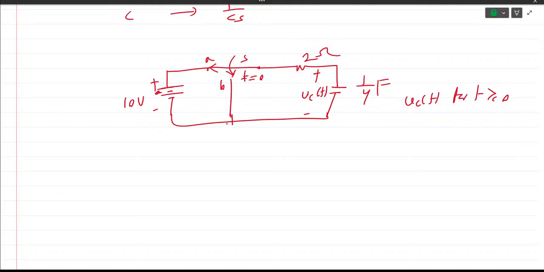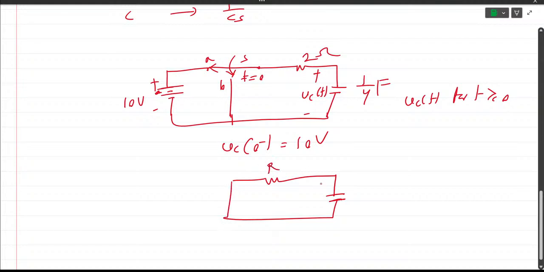So what will you do? Before moving the switch, you need to find all the initial values. Here there is only one capacitor. As you know, when the switch was at position A, the capacitor would have been fully charged to 10 volt. So Vc(0 minus) is equal to 10 volt. Now the circuit becomes like this: a capacitor.